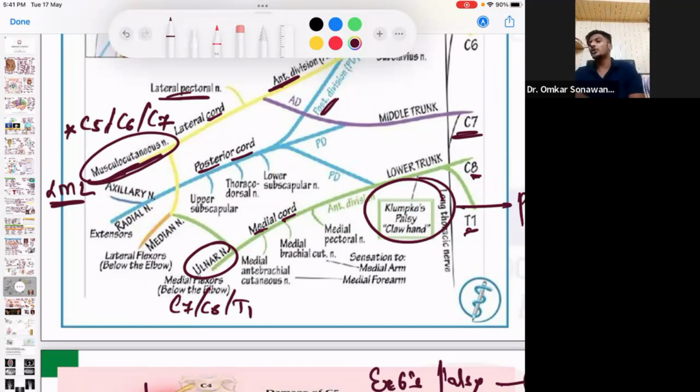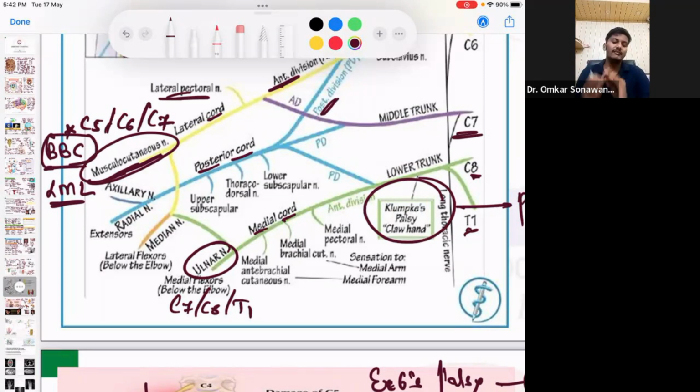As we know, the musculocutaneous nerve innervates the anterior compartment of the arm. The flexor muscles of the anterior compartment of the arm are innervated by the musculocutaneous nerve. They can ask you an exception. All the muscles of the anterior compartment of the arm are innervated by the musculocutaneous nerve except one. So the mnemonic is BBC: brachialis muscle, biceps brachii muscle, and coracobrachialis muscle.